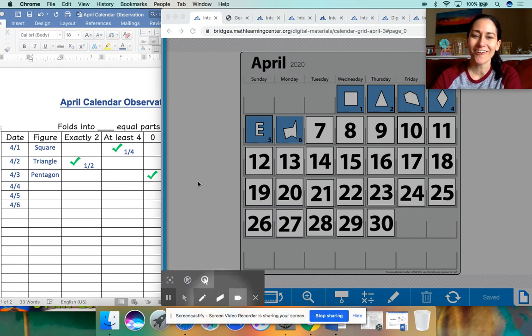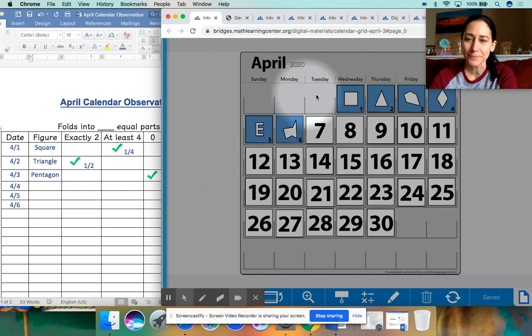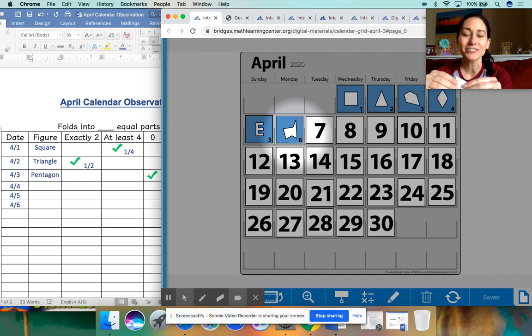Okay, let's look at our April calendar. I gave you a sneak peek last time we were here. I showed you Saturdays, Sundays, and Mondays for the 4th, the 5th, and the 6th. I hope all of you had the chance to cut out your shapes. I know I have mine cut out, and maybe you were able to fold them and figure out if they are symmetrical or not, and also how many ways we can fold it to make it into equal parts.